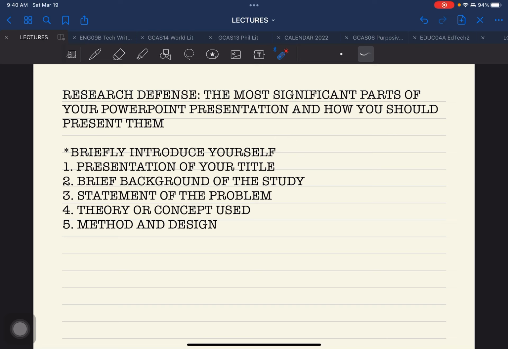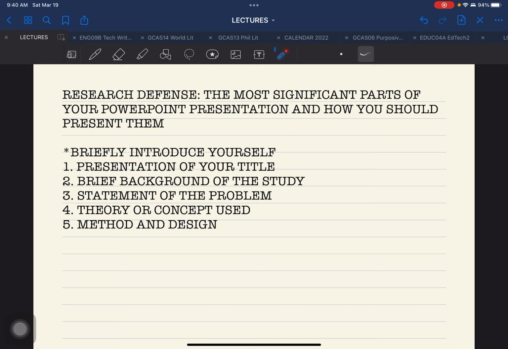The general problem is just a restatement of the title. So you just add the terms, this study aims to identify, investigate, explore and then state the title of your research. So that is already considered the general problem of your research. So you can double check if that is how you presented and structured your general problem.